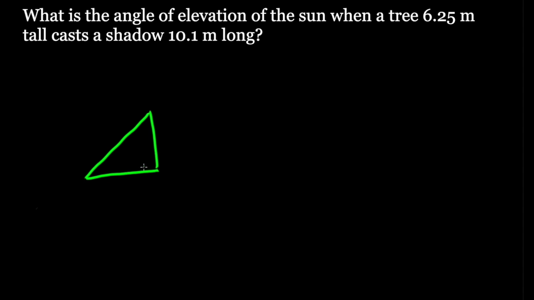So if we look at our triangle here, we are told in the problem that the tree is 6.25 meters tall and casts a shadow that is 10.1 meters long. We need to find the angle of elevation of the sun. The angle of elevation is from the ground up, so we are trying to find this measurement right there. So if we place our sun here, which could also be known as point B, from the sun to the ground, or point C, is 6.25, as we mentioned earlier.